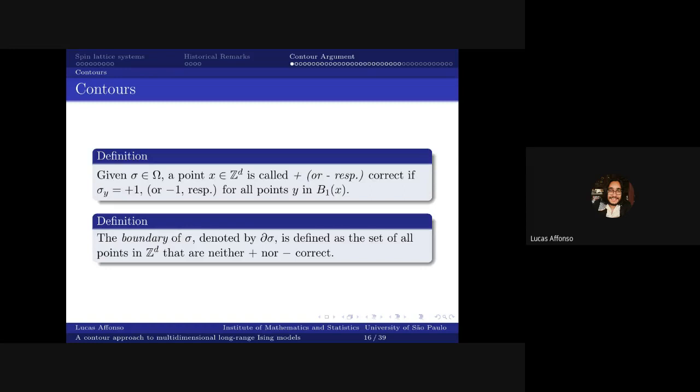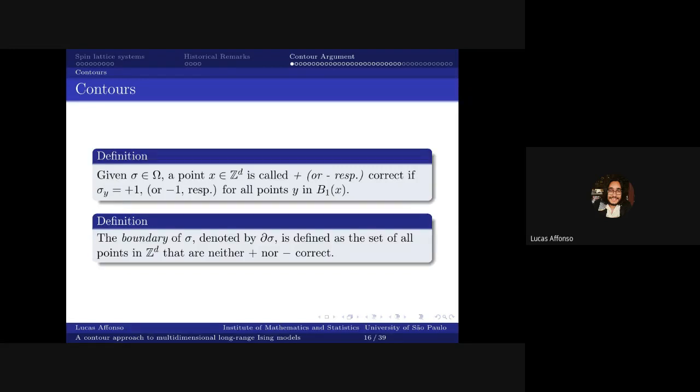The distribution of the plus spins inside the minus spin may be messy, so you need an idea to arrange this difference in a way that is useful to prove a phase transition. And this idea are the contours. So the first thing we need to talk about is the notion of correctness of a point.